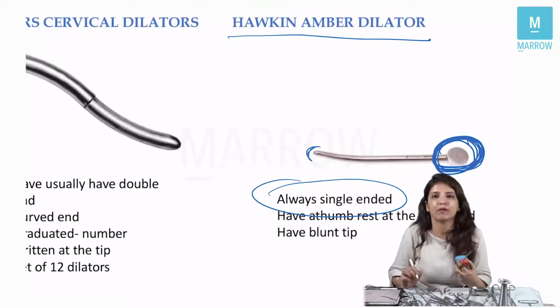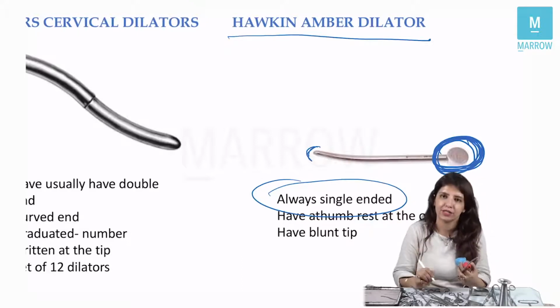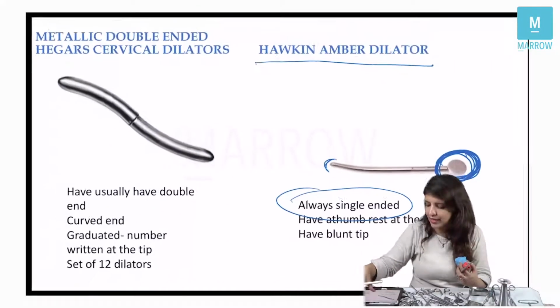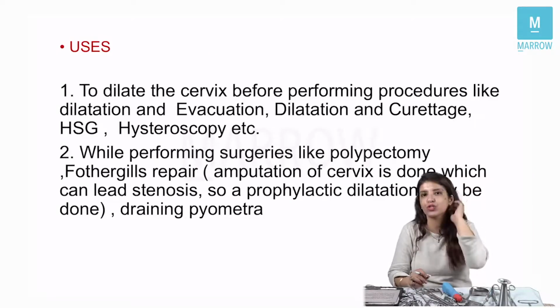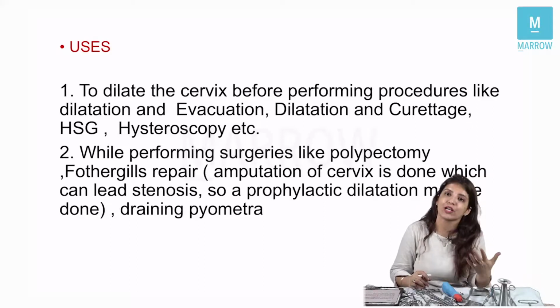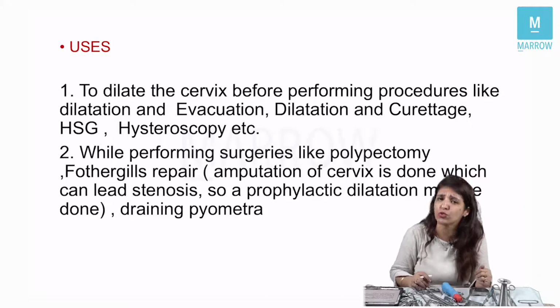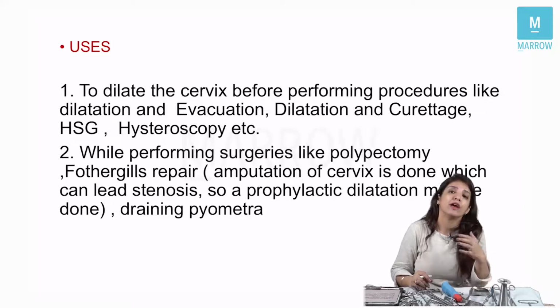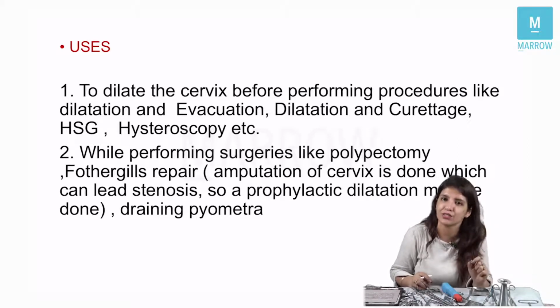Right? So you will have a thumb rest which you won't have in case of Hagar's dilator. The purpose of these dilators is to dilate the cervix before performing procedures like dilatation and evacuation, or suction and evacuation, or before you insert any other instrument. You are going to insert an instrument during HSG. You have to put an HSG cannula. So before you put an HSG cannula, you will have to dilate the cervix.